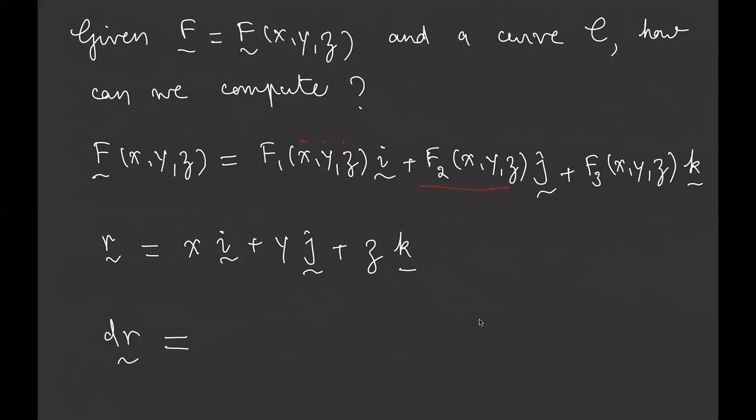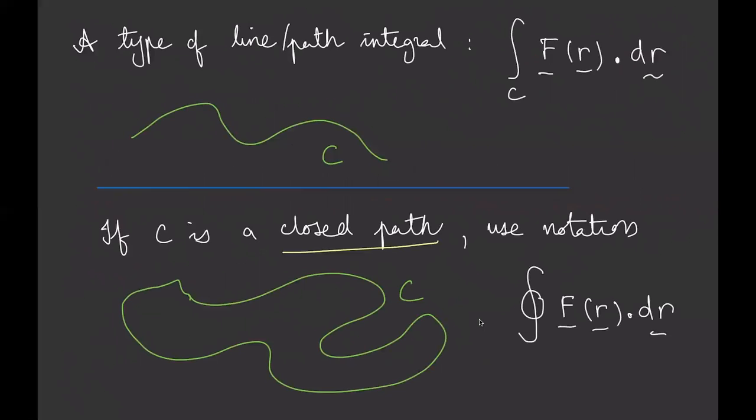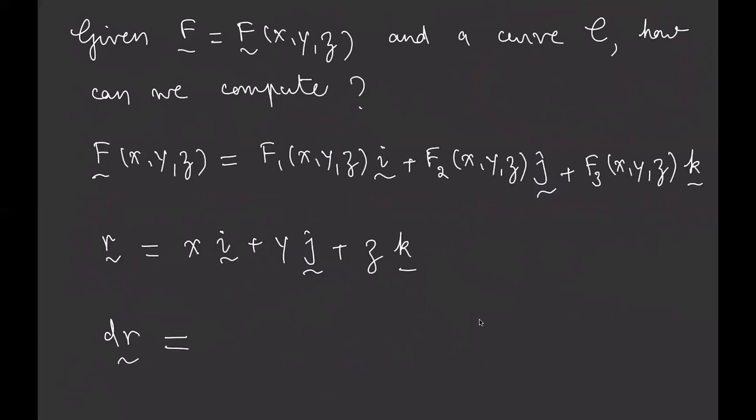And then I have F2 in the j direction, the y direction, and F3 in the z direction. So here is a general form of a vector field in R3. And a general location r is going to be given like that, but this is going to be a location on the curve C when you're doing this. You might remember that what we're looking for is F dot dr.